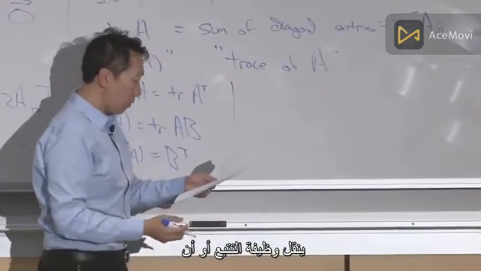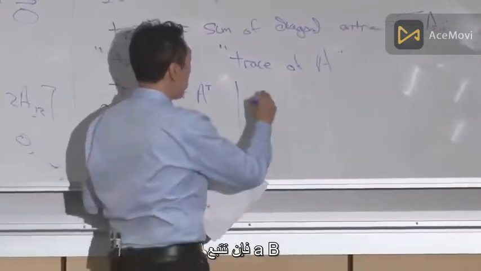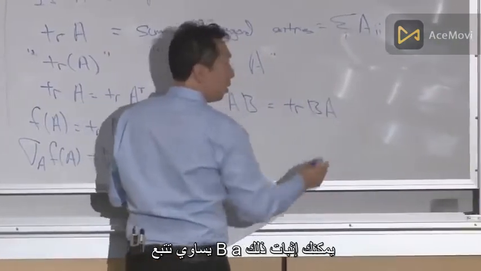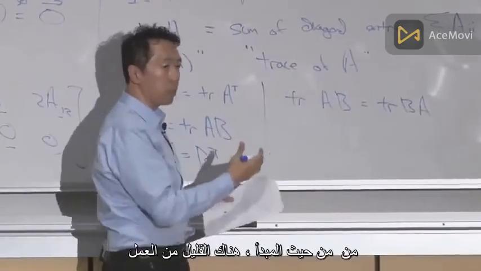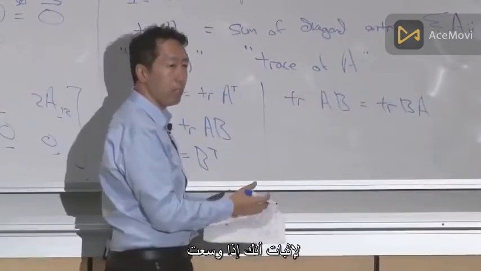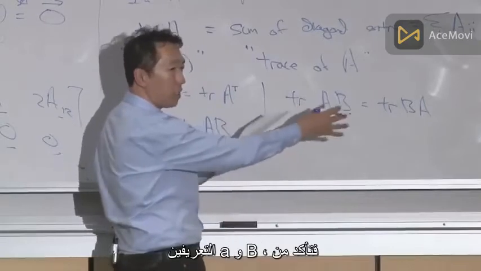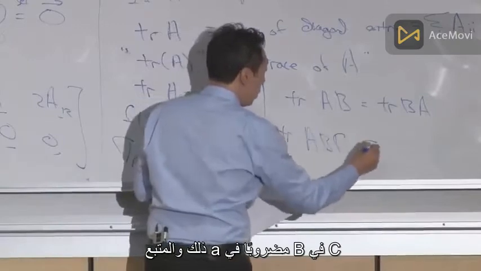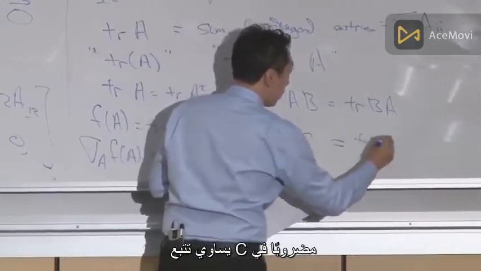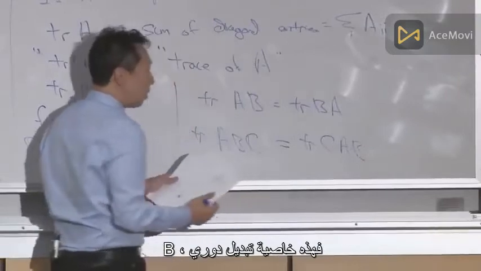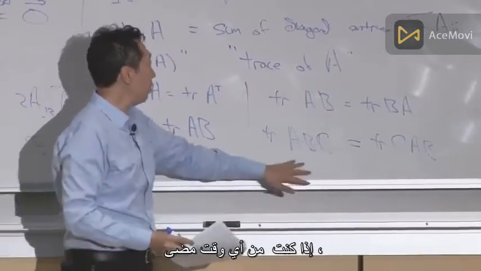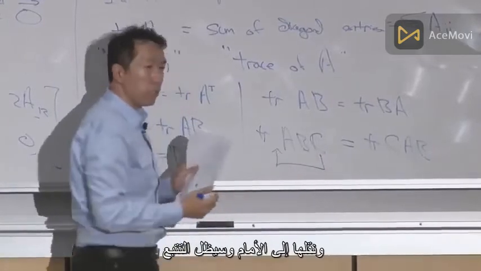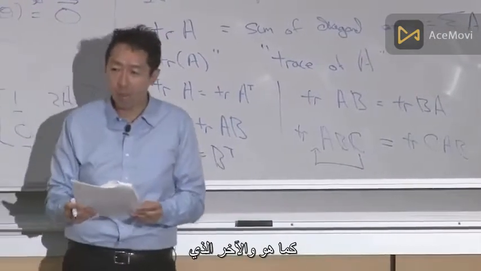The trace operator has other interesting properties. The trace of AB is equal to the trace of BA. You could prove this from first principles. It's a little bit of work, but if you expand out the definitions of A and B, you should prove that. And the trace of A times B times C is equal to the trace of C times A times B. This is a cyclic permutation property. If you multiply several matrices together, you can always take one from the end and move it to the front, and the trace will remain the same.